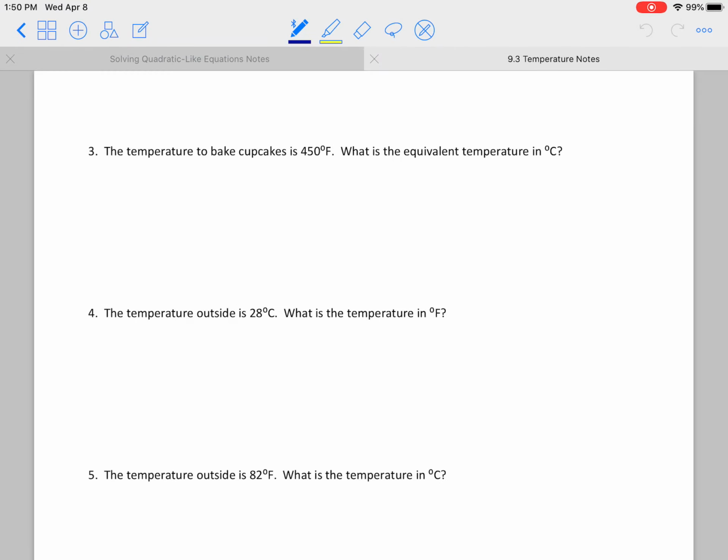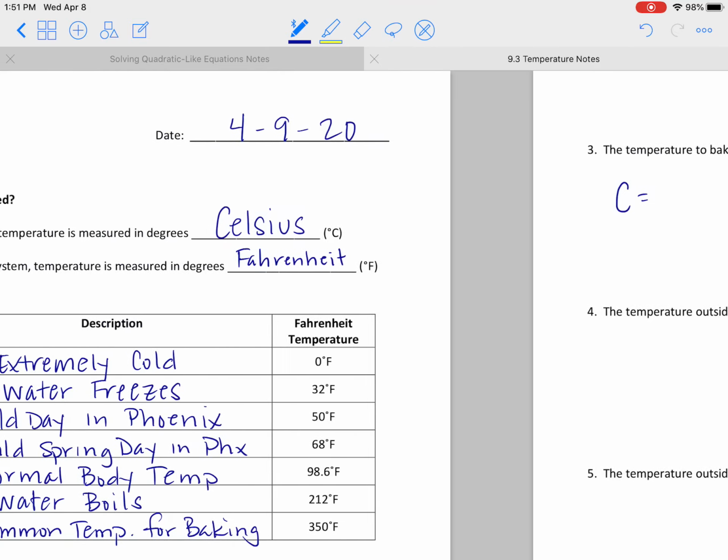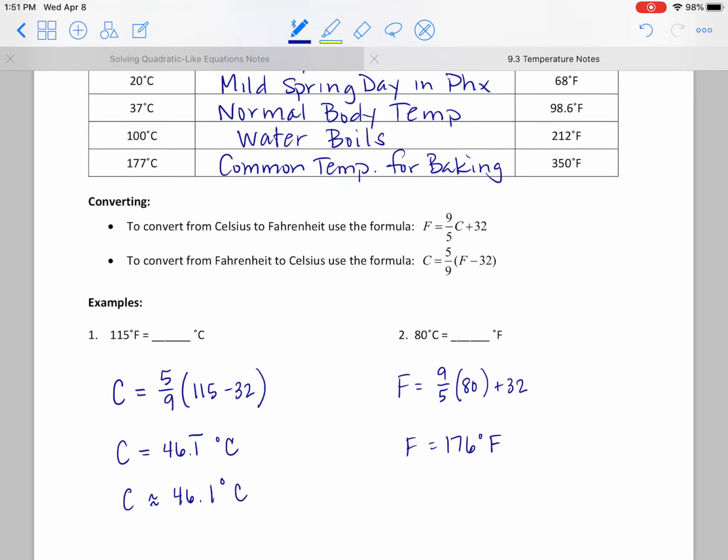That is all we got to be able to do today, is convert from Celsius to Fahrenheit or vice versa. So we're just going to practice a couple more times. All right, so a few more times. Suppose the temperature to bake cupcakes is 450 degrees. I think you're going to burn your cupcakes at that temperature, but what is the equivalent temperature in degrees Celsius?